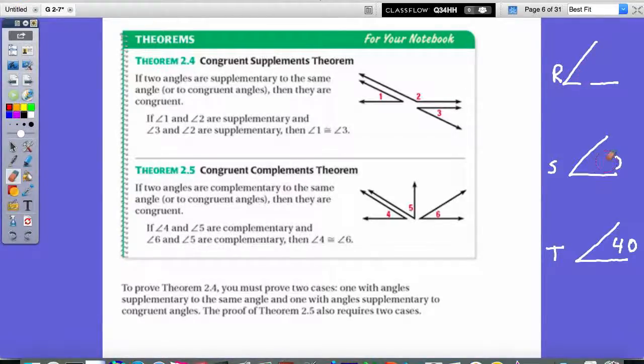So I'm going to use this same example, but I'm now going to say that R and S are complements to T. So if T is 40, R is 50, because it's a complement to 40, and S is 50. Complement meaning they add up to 90 degrees. So now, if these two angles are complements to the same third angle, then they are congruent to each other.